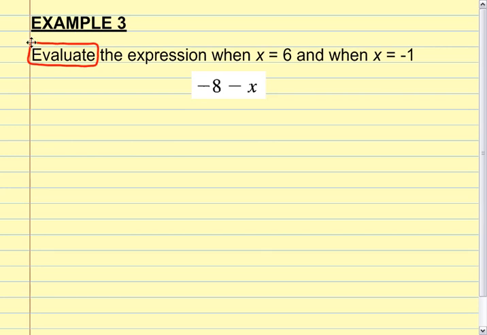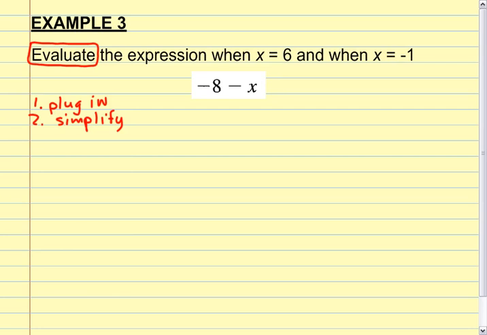Maggie H.? No, that's part of it. Ian? Plug in. Then simplify. Okay? So that's what they're asking us to do in this problem. Plug in 6 and then simplify it. Then they want us to do it again. Plug in -1 and simplify.